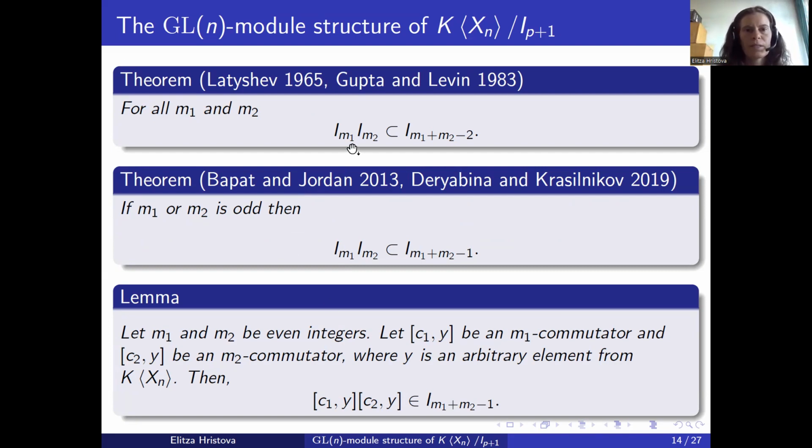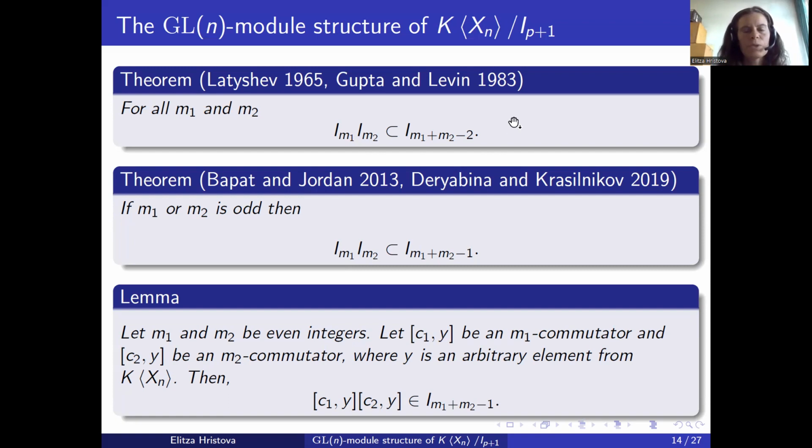The first one is a classical theorem, which was first proven by Latyshev in 1965. And then it was independently rediscovered by Gupta and Levin in 1983. This theorem holds for any integers m1 and m2, and says that if we take the ideal generated by commutators of length m1 and multiply it by the ideal generated by commutators of length m2, then this product sits inside this ideal here.